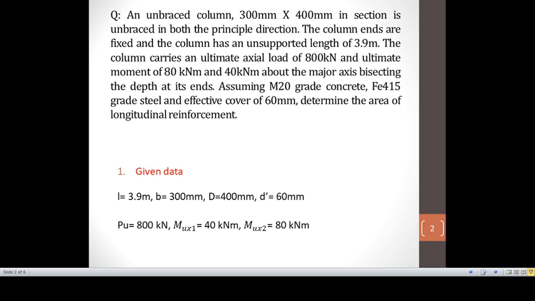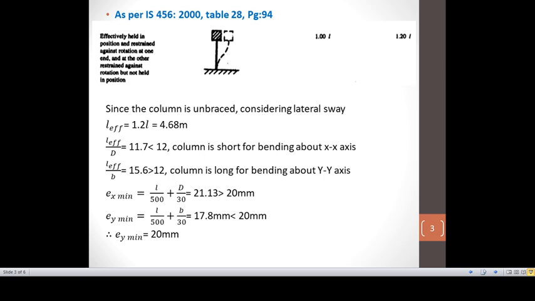So unbraced means the lateral drift or sway is allowable, or sway may occur. While considering all these conditions, the perfect choice is this particular case. That is, the column is effectively held in position, that is, it may not move in x or y direction, and restrained against rotation at one end, and the other end restrained against rotation but not held in position. So that means this is indicating the sway, the relative vertical movement of this column. So our choice is this particular case.